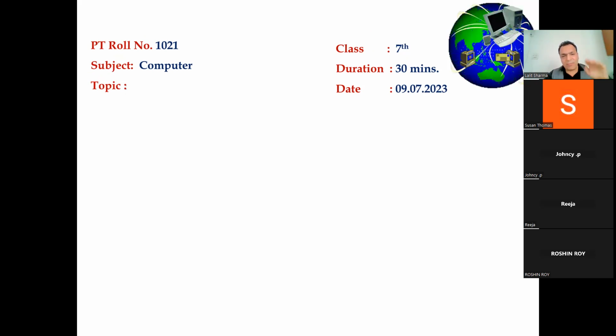Half student, half teacher. After three days, on the 19th, 20th, 21st, 22nd, you can call yourself a teacher. Still you are a PT, pupil teacher. So you have to write your roll number, the subject, the class, duration and date. This is your second step, right? And guys, the most important thing, you don't have to write your topic name.